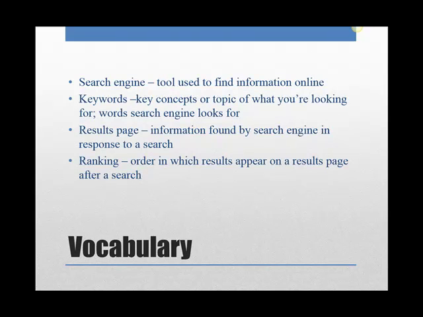So in order to understand how search engines work, there's some vocabulary that you also have to know. The first thing is, what's a search engine? It's a tool used to find information online. The search engines that you are already familiar with are Google, Yahoo, Bing. Keywords, those are the key concepts or topic of what you're looking for. In the video you just watched, when the gentleman was looking for the speed that cheetahs run, he typed in some keywords. They were cheetah, running, speed. Results page, that's the page where the information you were looking for shows up. Ranking, that's the order in which those results appear.